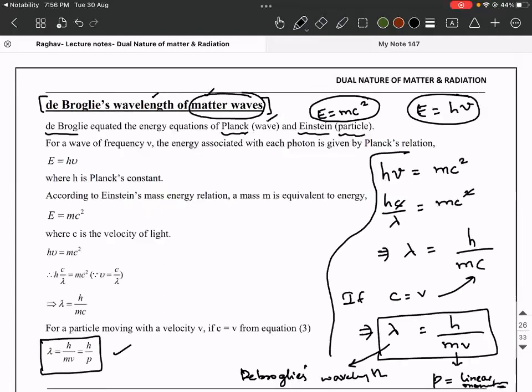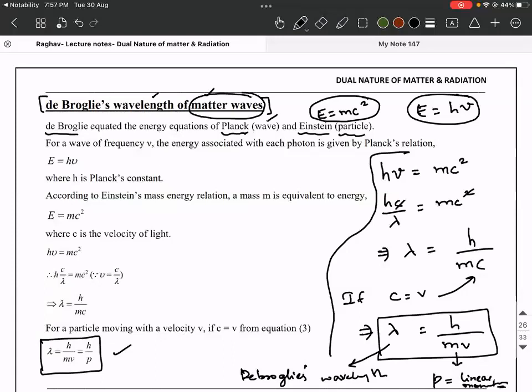Right. So his theory is something like this. Since he told that matter possesses wave-like properties, the first important parameter for a wave is wavelength. You cannot talk about it for an oscillation. So, de Broglie's wavelength of matter waves. What he did is, he took the idea of Planck's equation.